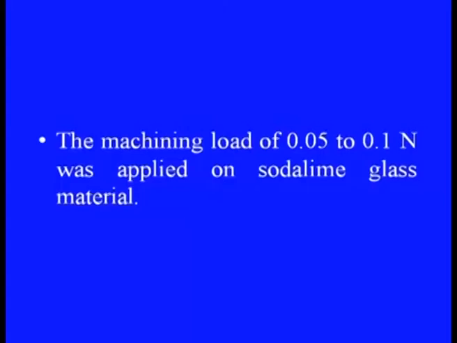Drilling was performed 4 times and a total of 64 holes could be fabricated with an oscillation amplitude of 0.8 micrometer. With only 0.8 micrometer, one can even drill 64 holes. That indicates that the process performance has been enhanced. A machining load of 0.05 to 0.1 Newton was applied in order to machine the soda lime glass material. So, this load is also considerably less, 0.1 Newton is quite a small load.